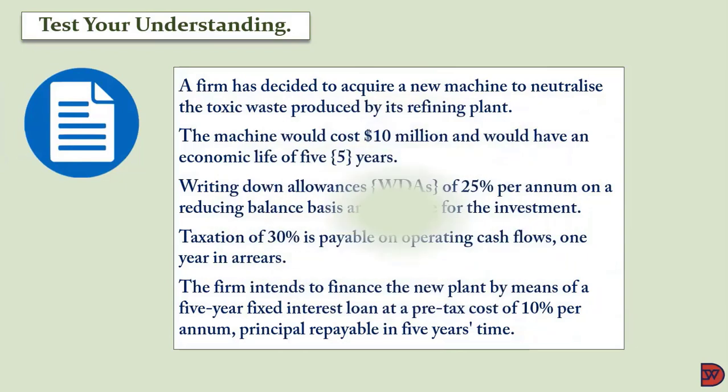Let's test our understanding. A firm has decided to acquire a new machine to neutralize the toxic waste produced by its refining plant. The machine will cost $10 million and would have an economic life of 5 years. Writing down allowances of 25% per annum on a reducing balance basis are available for the investment. Taxation of 30% is payable on operating cash flows 1 year in arrears.